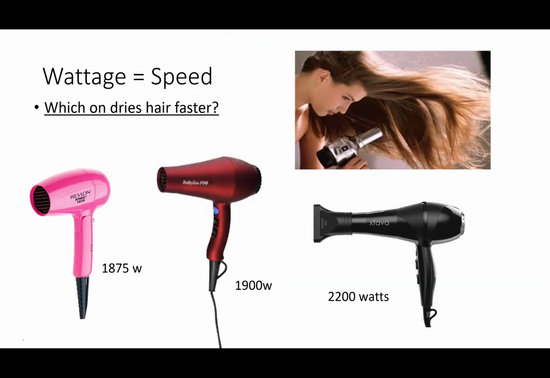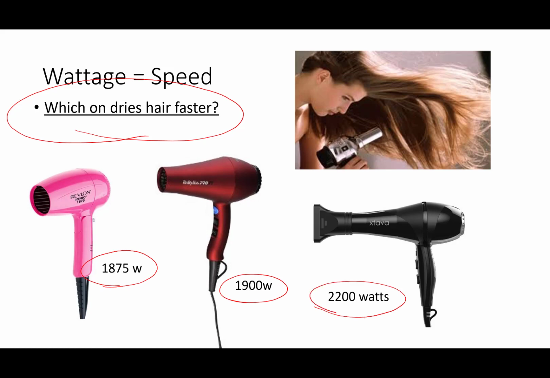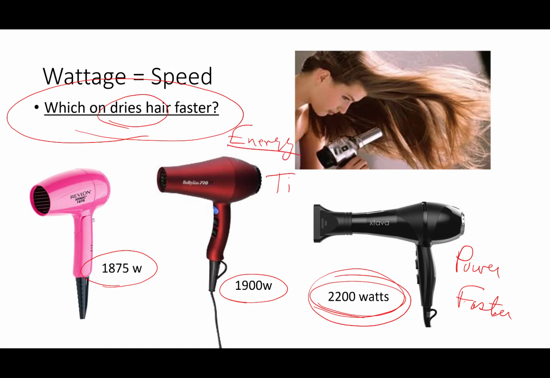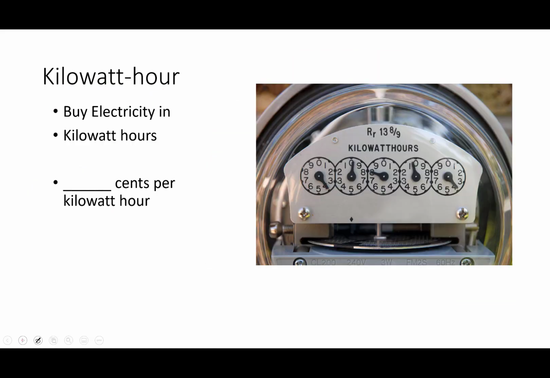Okay, let's try this again. Which one of these hair dryers is going to dry your hair the fastest? The 1875 watt, the 1900 watt, or the 2200 watts? Which one's faster? Yeah, the 2200 watt hair dryer is going to dry your hair faster. Will they all dry your hair? Absolutely. Will they all get them equally dry? Absolutely. All power is measuring is how fast. Use the same amount of energy, but it's energy per unit time. So we're talking about higher power, higher wattage, more quickly is what we're talking about.